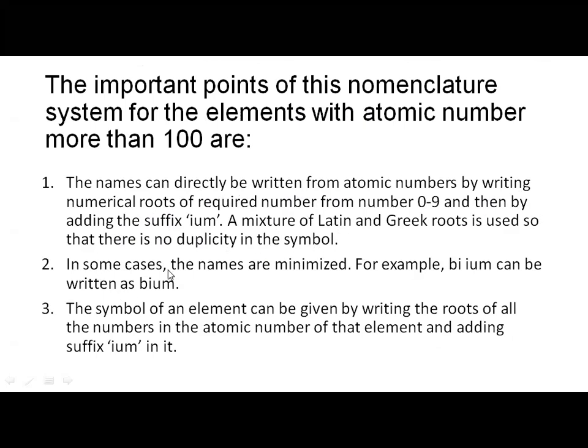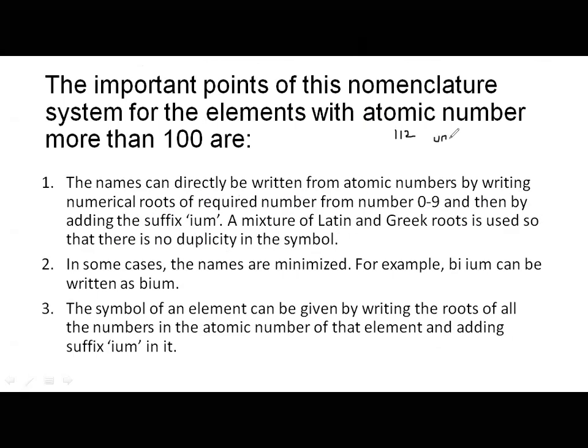Yes. In some cases, the names are minimized. For example, suppose the element is 1, 1, 2. So what I'll do is write un, by, un, correct? So there is 2 times I coming. So you can minimize it.